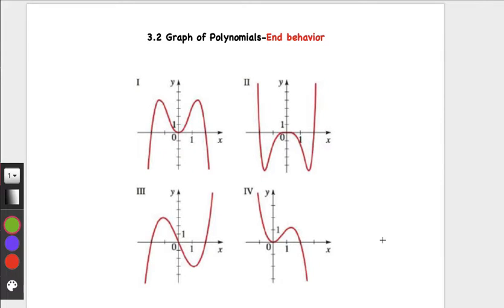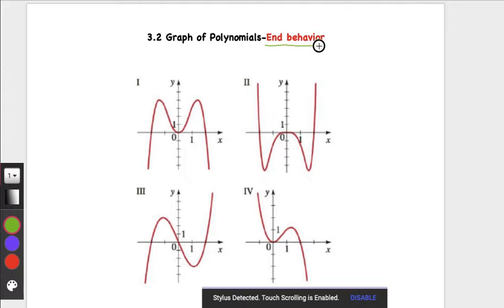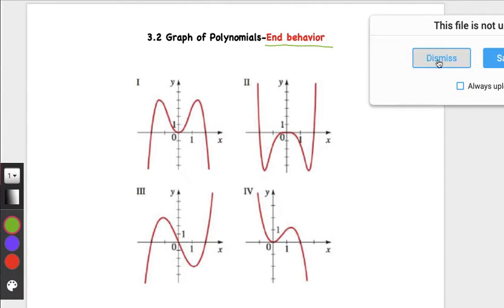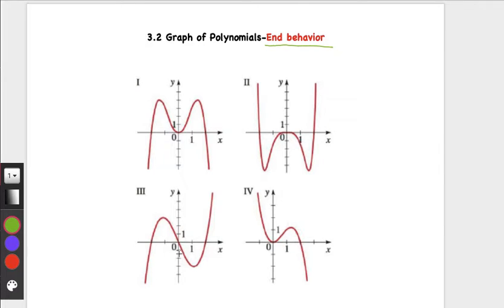Since graphs of polynomials have a lot of features, we are going to separate this topic into several smaller topics. Today we are going to focus on a new word called end behavior. So what does that mean? As you can see in front of you, there are different kinds of graphs of polynomials. Sometimes both ends go down, both go up, or one is up and one is down, in different directions.